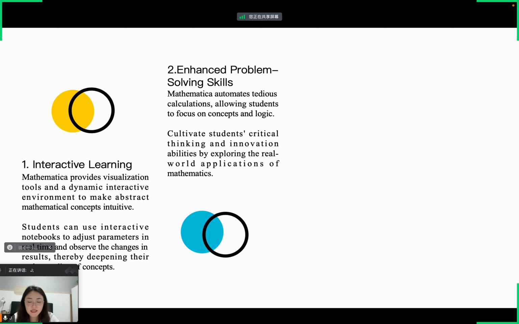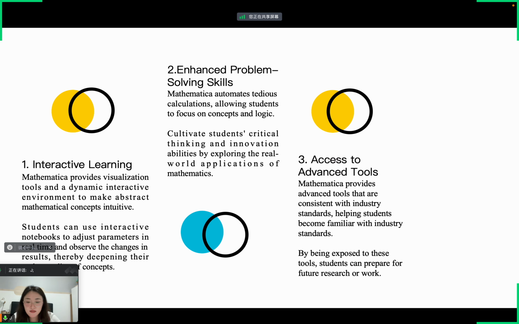on what's really important. In addition, Mathematica can help us to explore real-life applications of mathematics, such as simulating the trajectory of thrown objects, studying the stability of building structures, or even analyzing trends in the stock market. Learning math is no longer an isolated paper exercise, but a window to the real world.